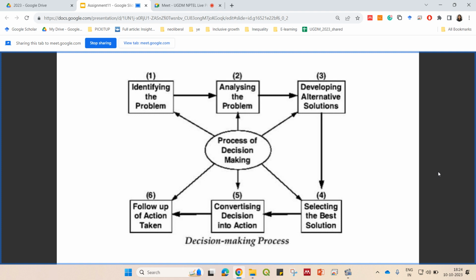So then you go on to finding the various alternative solutions, which is the next step. Whatever available solutions there are for the problem that you are facing, you find all the different alternative solutions. Then from that, you move on to the selection of the best solution. You might have n number of alternative solutions, but from that you have to identify one solution which is best suited for your case.